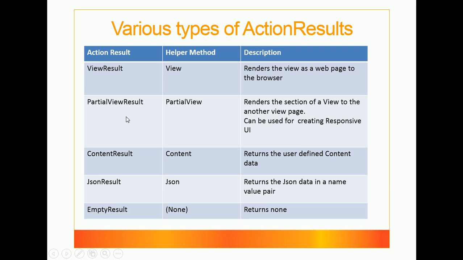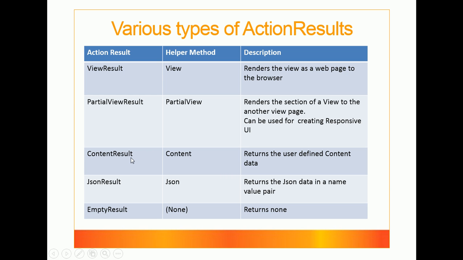Now we shall see what is partial view result. We use partial view to render a section of a view into another view page. Normally we use this partial view for creating a responsive UI. This partial view is just like user control pages in ASP.NET web forms. Next we shall see the next action result.